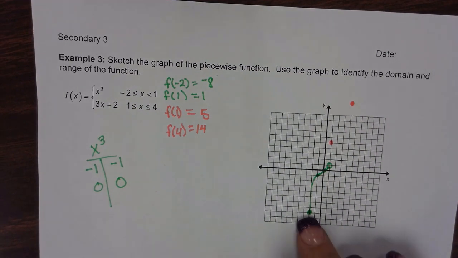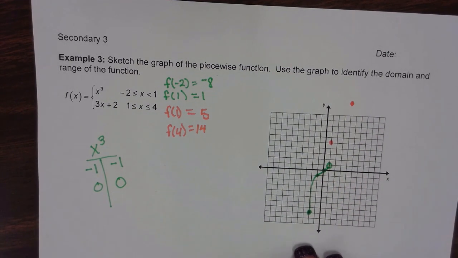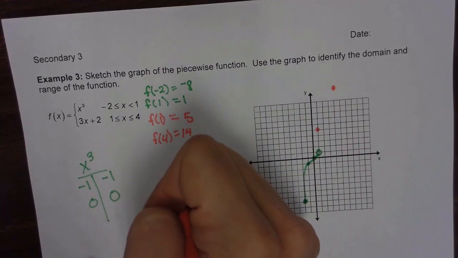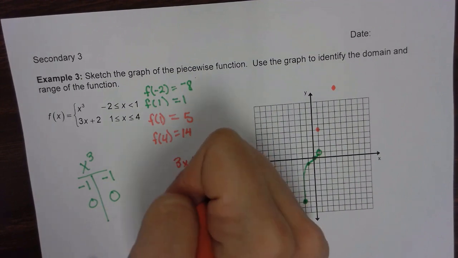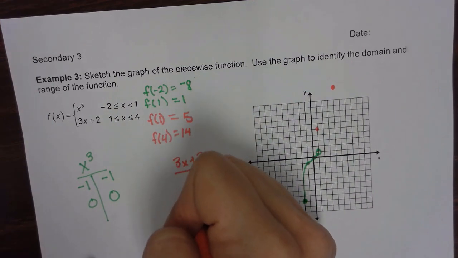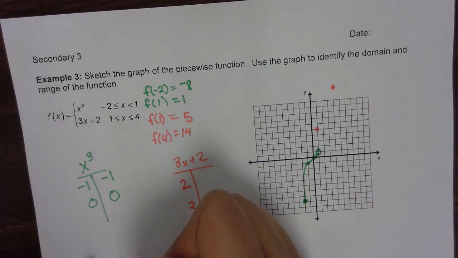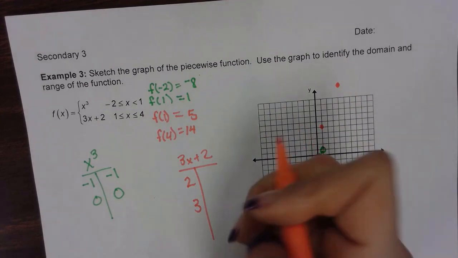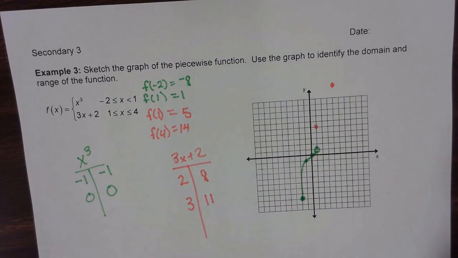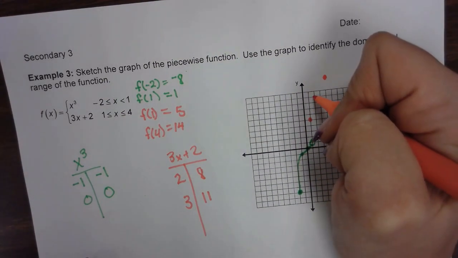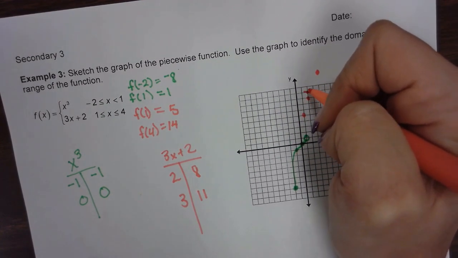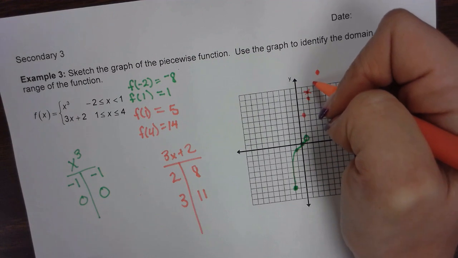Something like that. And it really does look like a cubic. No arrows. It doesn't go on forever. Now, let's do our linear. So 3x plus 2. We already did 1, so let's do 2 and 3. 2 would be 8. 3 would be 11. So 2, 8, nope, 8 is right there. Let's get rid of that. And 11.